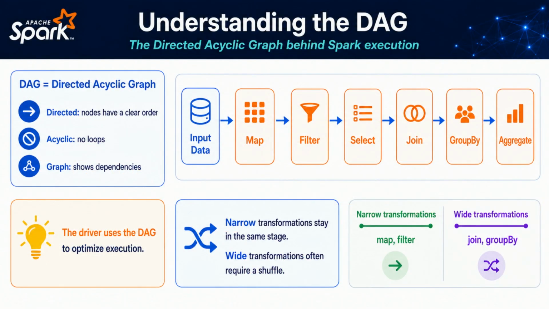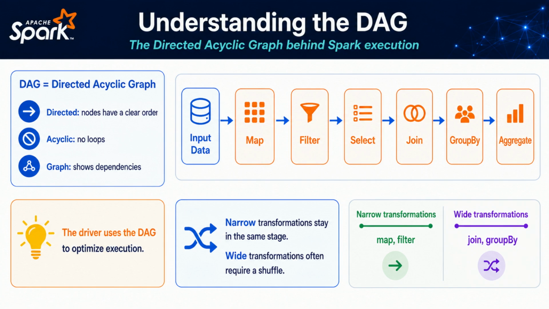A core Spark idea is the DAG, which stands for Directed Acyclic Graph. This concept is fundamental to how Spark processes data efficiently and in a structured way. The graph represents the sequence of transformations and the dependencies between them, making it easier to understand how each step connects to the next. It is called directed because the steps have a clear order, meaning that one operation must be completed before the next can begin. And it is acyclic because the flow moves forward without loops, ensuring that no operation repeats unnecessarily.